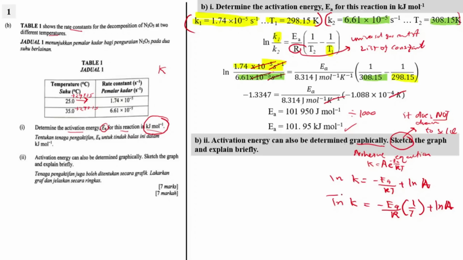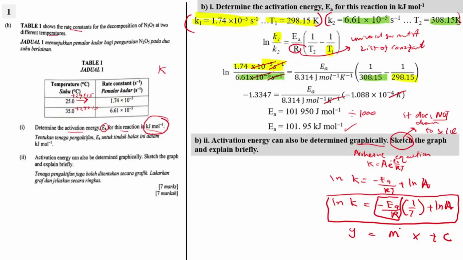So you can use this equation and compare it with y equal to mx plus c. Your y-axis is going to be ln k, your m is going to be negative EA over R, your x is going to be 1 over T, and your c is ln A, which is your y-intercept. Okay, so by using this idea, you can sketch the graph. So let us put it nicely in words: ln k equal to negative EA over R times 1 over T plus ln A, which I have written here.